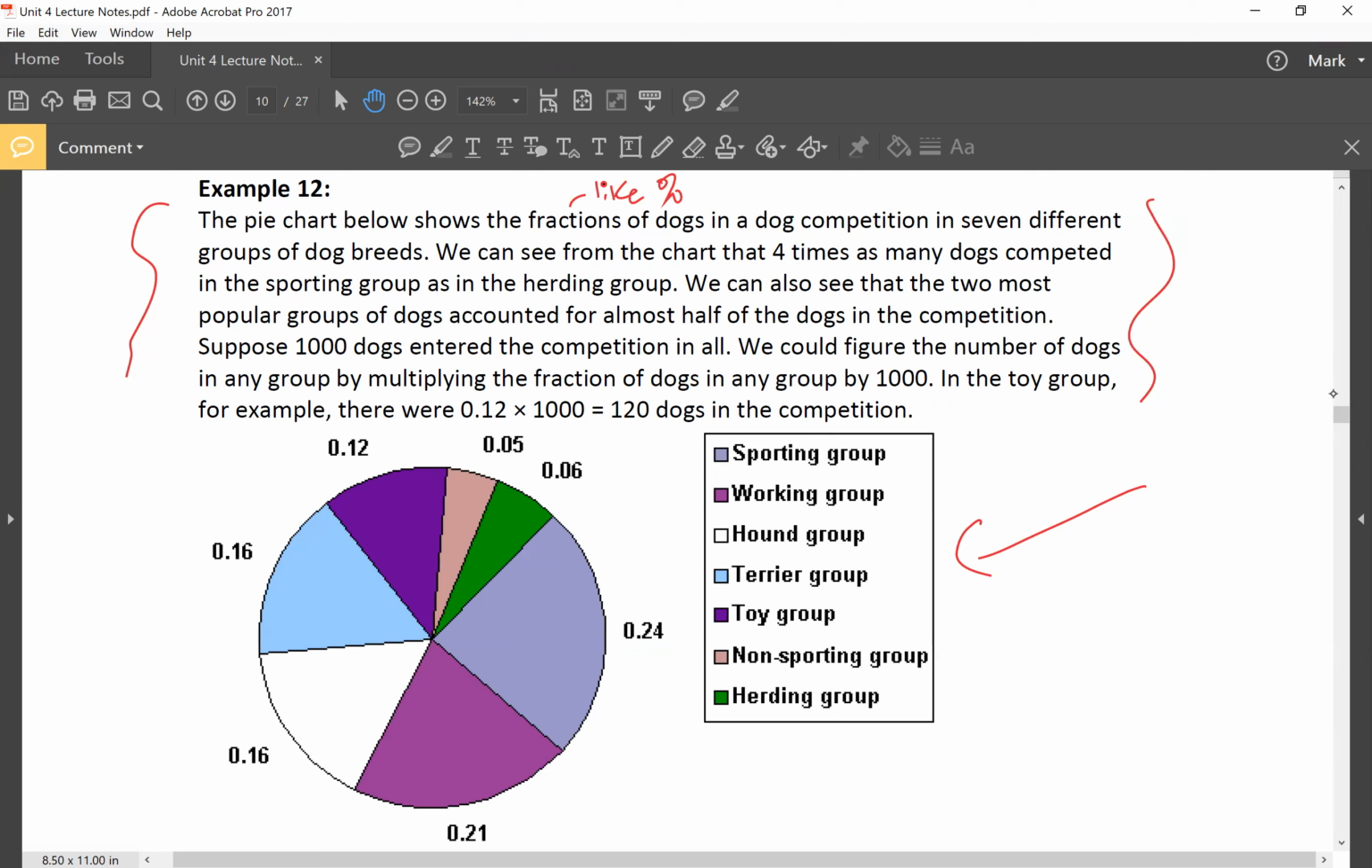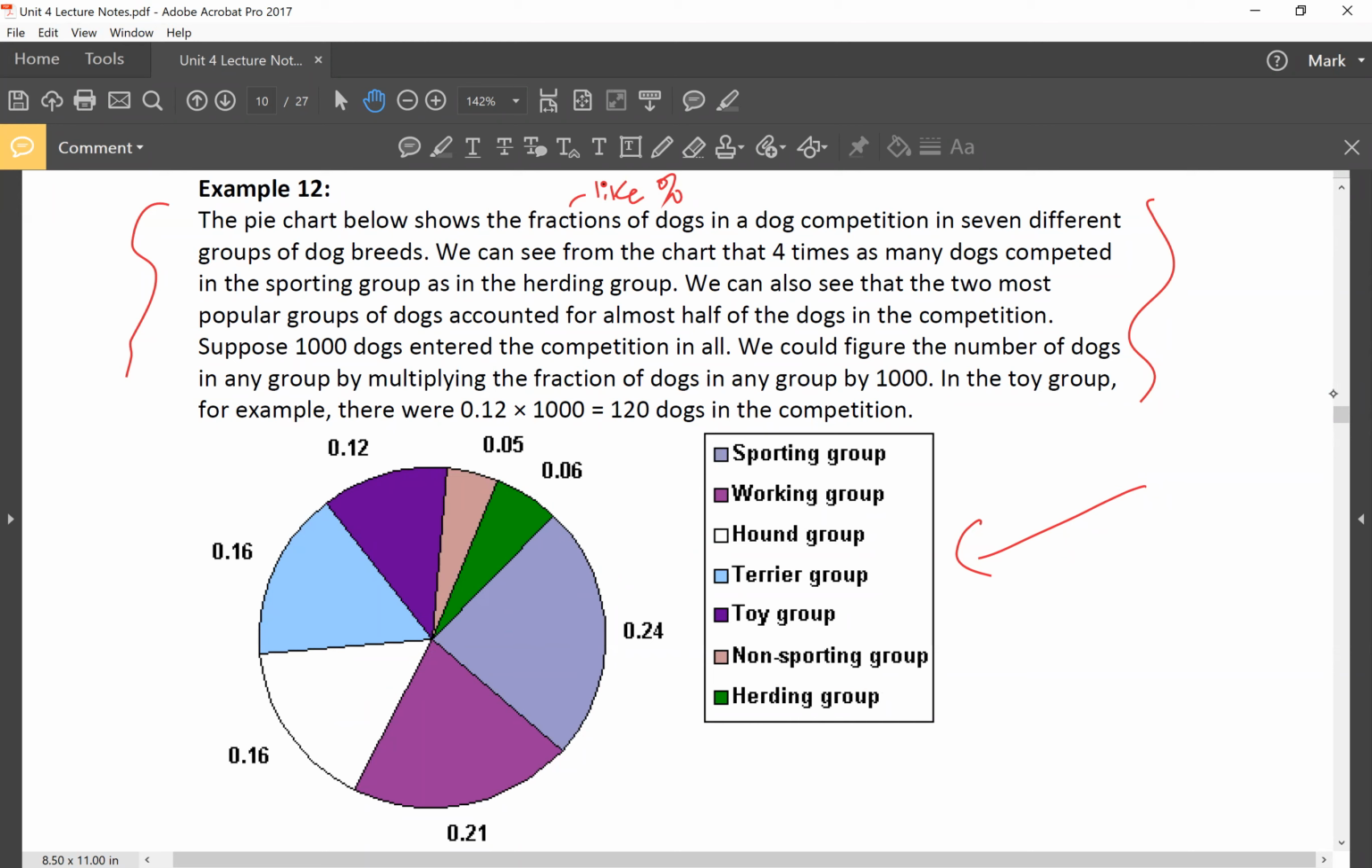I don't know anything about dogs, by the way, so I don't know what the difference between a working group and a hound group is. I'd say working group are like the ones that herd sheep, and hounds are ones that hunt animals. I don't know. So this tells me everything I need to know. So if you ask me what percent, oh, I was wrong about the working group, herding group. What percent of the dogs were herding? Well, I look for the green piece, 0.06 as a fraction, or 6% of the dogs in this competition were herding dogs, so like a border collie or something.